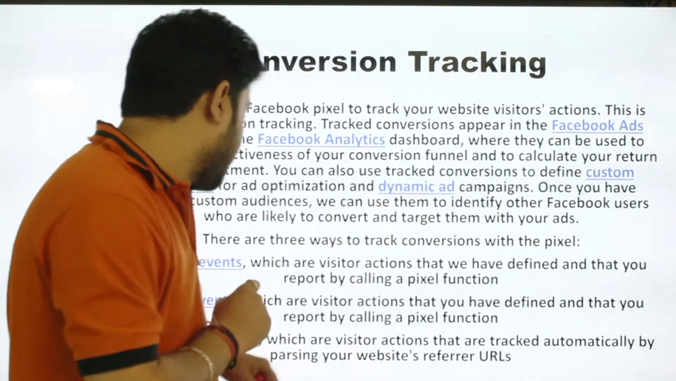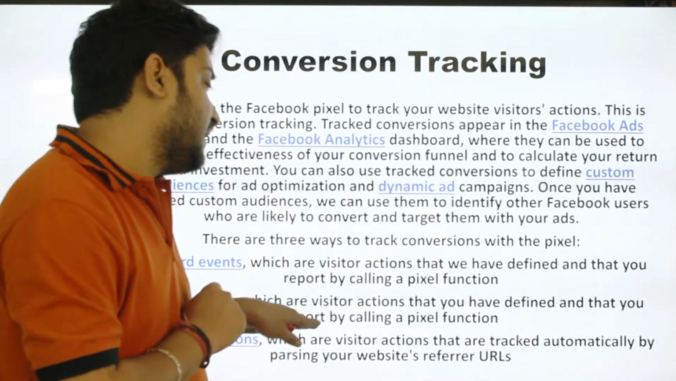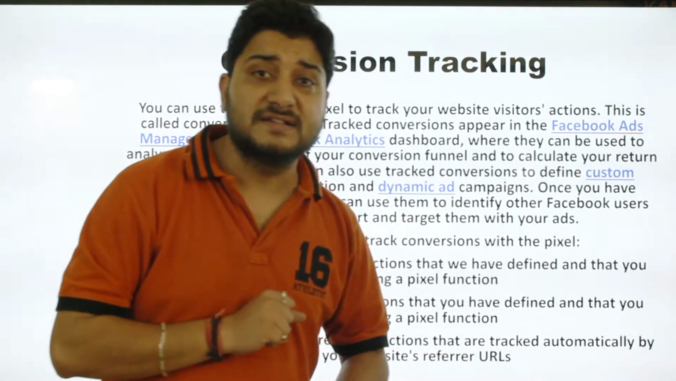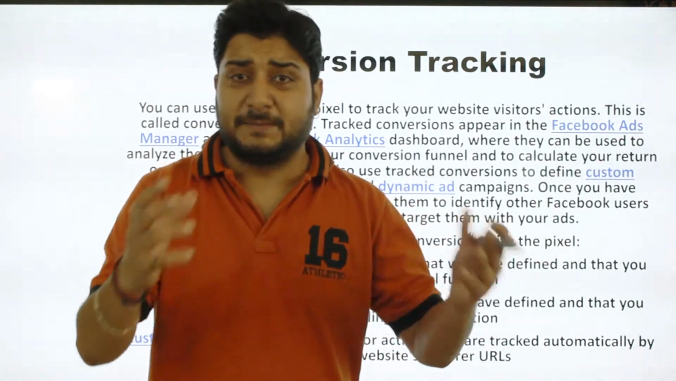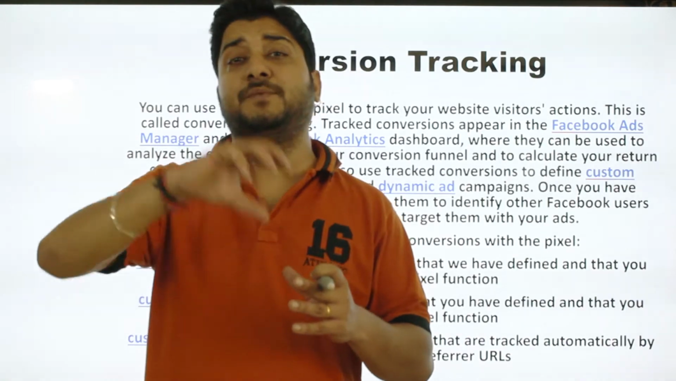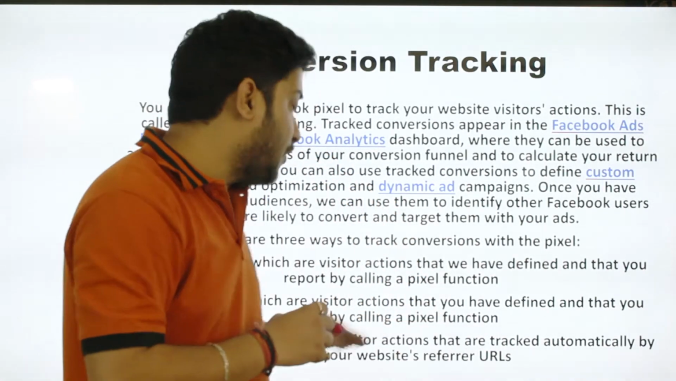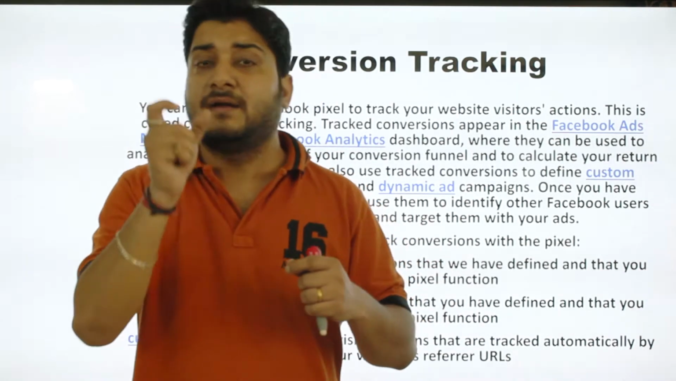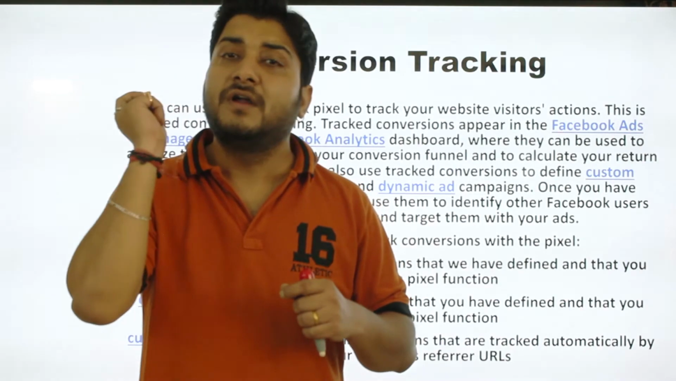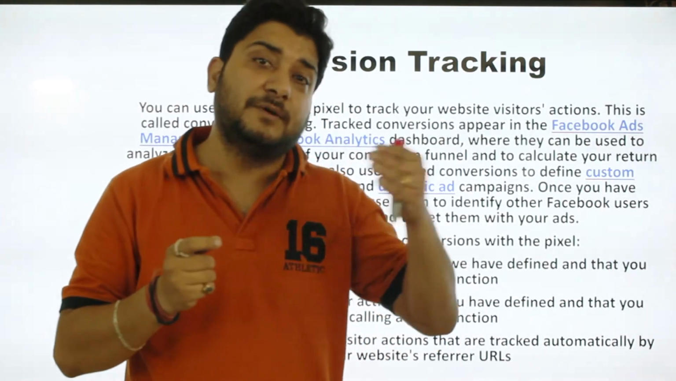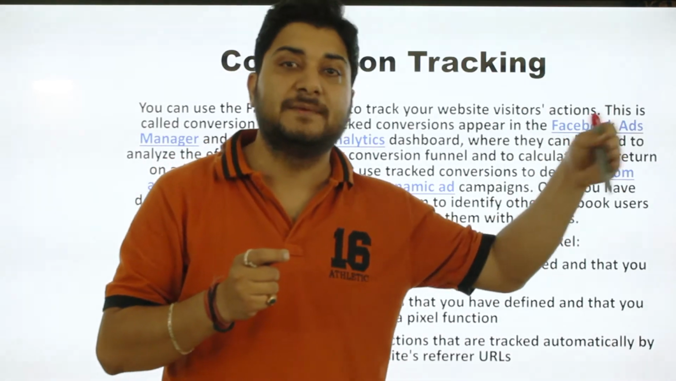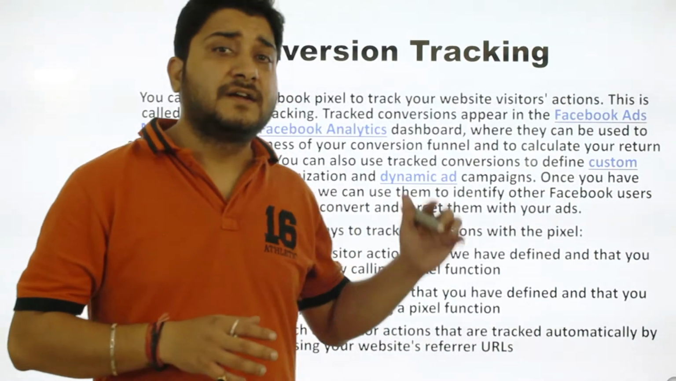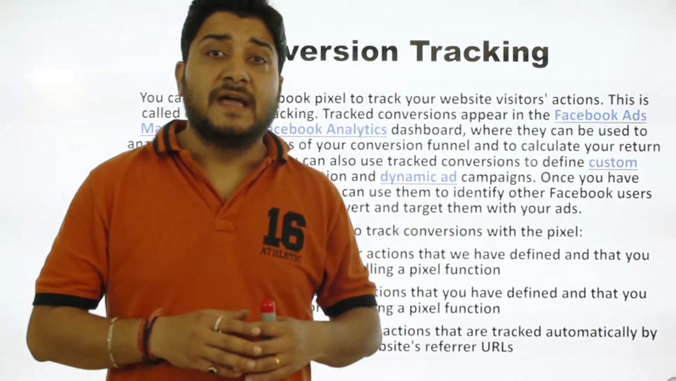It records that okay, this user has taken this particular action onto your website. Same goes with the custom conversion, which are actions that are tracked automatically by parsing your website referral URL. So if you're running multiple campaigns and you want to specifically attribute who all came from Facebook, you can also do that by manipulating the pixel and passing the values into your website URL, like www.xyz.com/UTM Facebook ID, and then you can define the IDs over there. So by this, the conversion tracking topic gets closed.